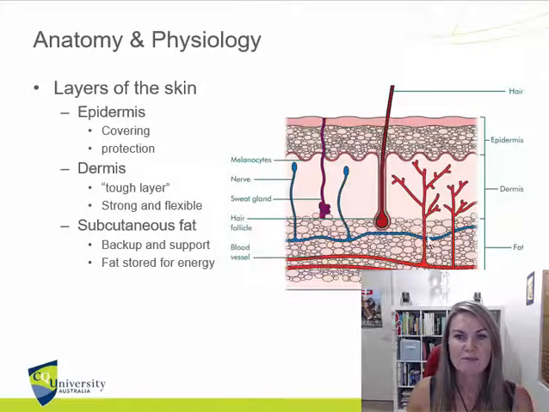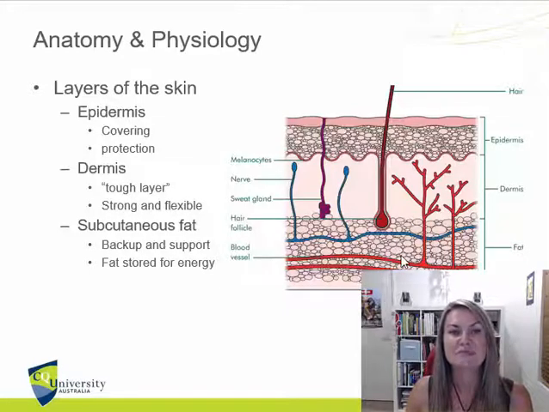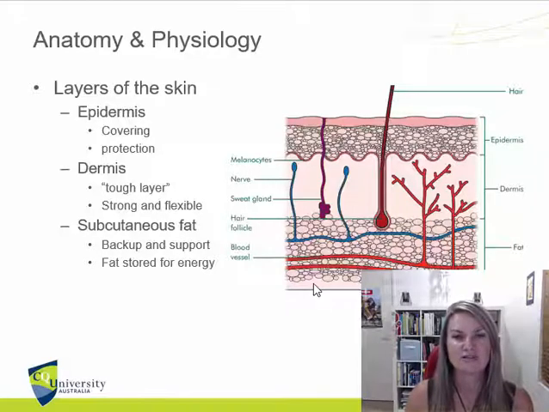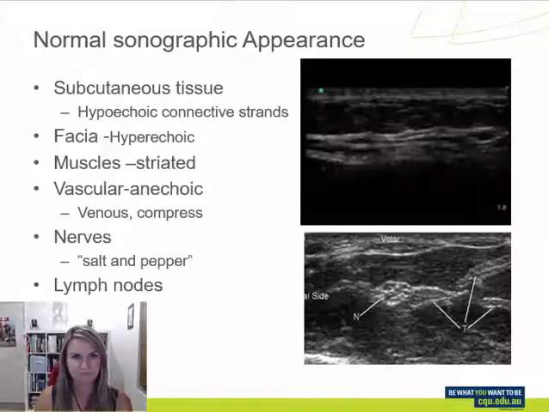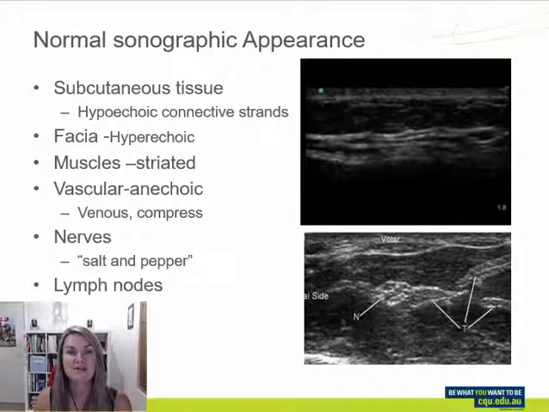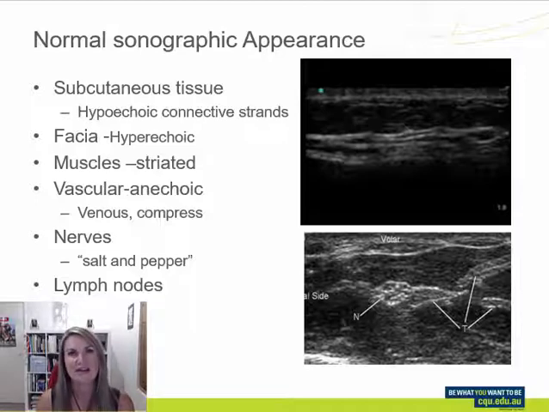Then finally we have the bottom, or the most posterior layer, which is the subcutaneous fat layer. Now, that's going to give support for that dermal layer, and as we all should remember, that fat is stored for energy as well. So we know what the fat layers are going to look like because of a lot of the images that we looked at for the breast, and it's quite similar. You've got that hypoechoic region with the striations in between, but we'll have a look at some more images a little bit later on. So, normal sonographic appearance for the tissue and the surrounds.